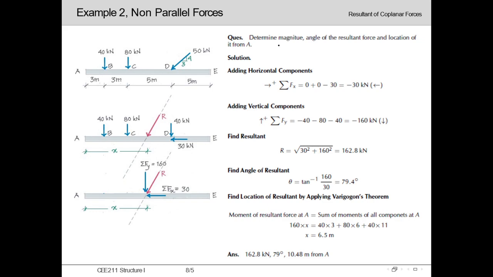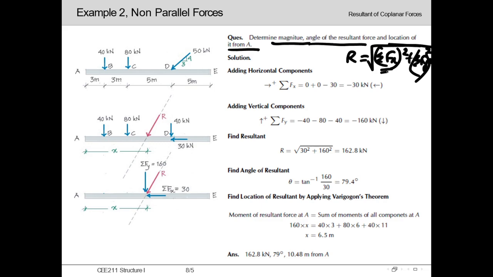see the question first. We are asked to determine the magnitude and angle of the resultant force, and also the location of the resultant force. The location means the distance at which the resultant is acting. So firstly, in order to calculate the resultant, we know the formula as the square root of summation of f of x square plus summation of f of y square.